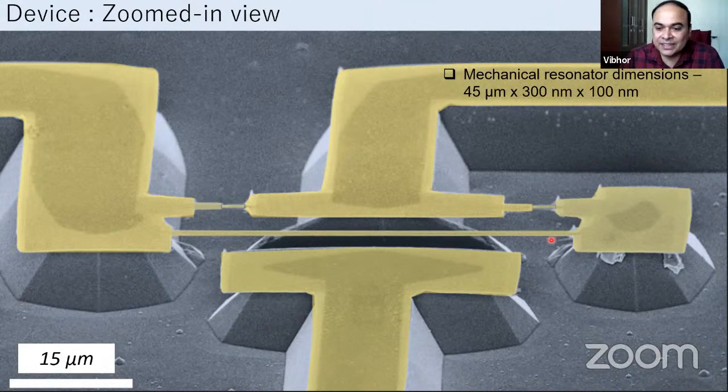The mechanical oscillator that you see here is something like 45 micron in length and has 300 nanometer width and about 100 nanometer thickness. Materials used are aluminum and silicon nitride. So we have silicon nitride underneath, and on top we have patterned aluminum to have the Josephson junction and SQUID loop formed. Okay. So this is the device we have.